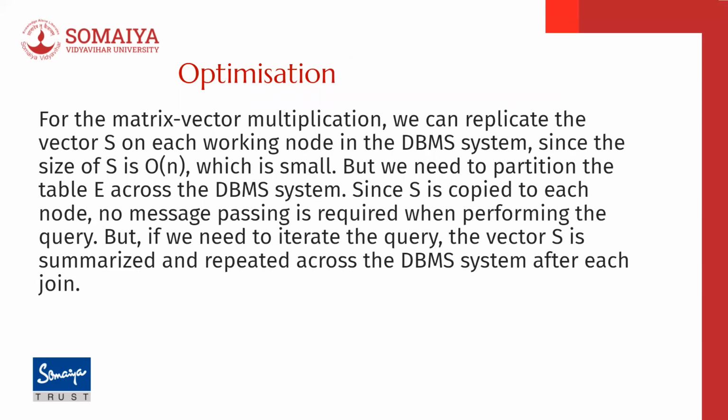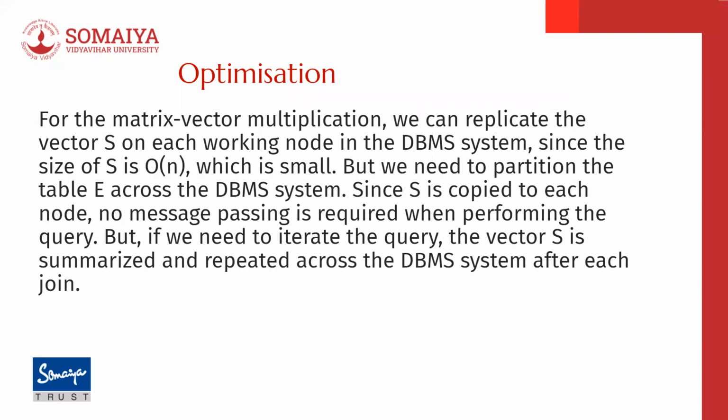To optimize matrix-vector multiplication, we can replicate the vector S on each worker node in the DBMS system, since the size of S is O(N), which is small. But we need to partition the table E across the entire DBMS system. Since S is copied to each node, no message passing is required when performing the query. But if we need to iterate the query, the vector S is summarized and repeated across the DBMS system after each join.